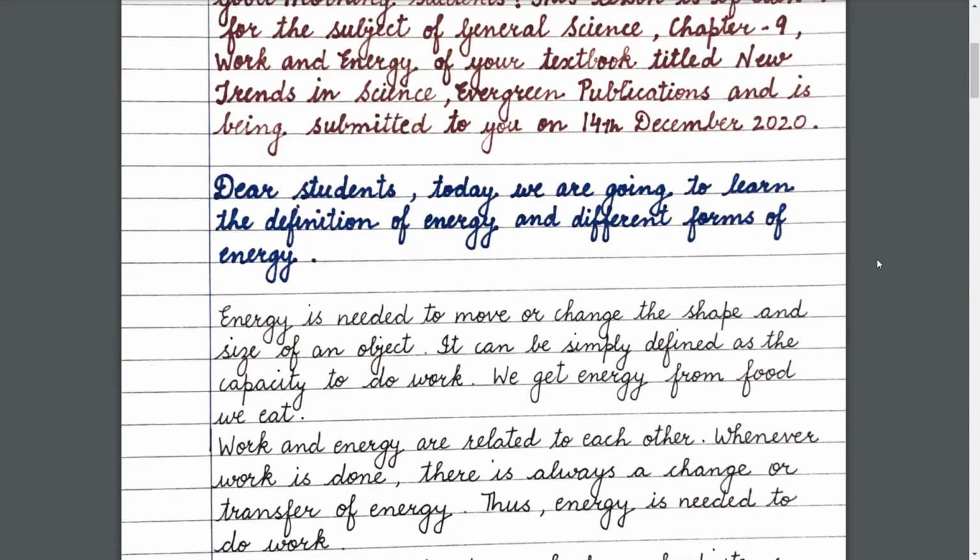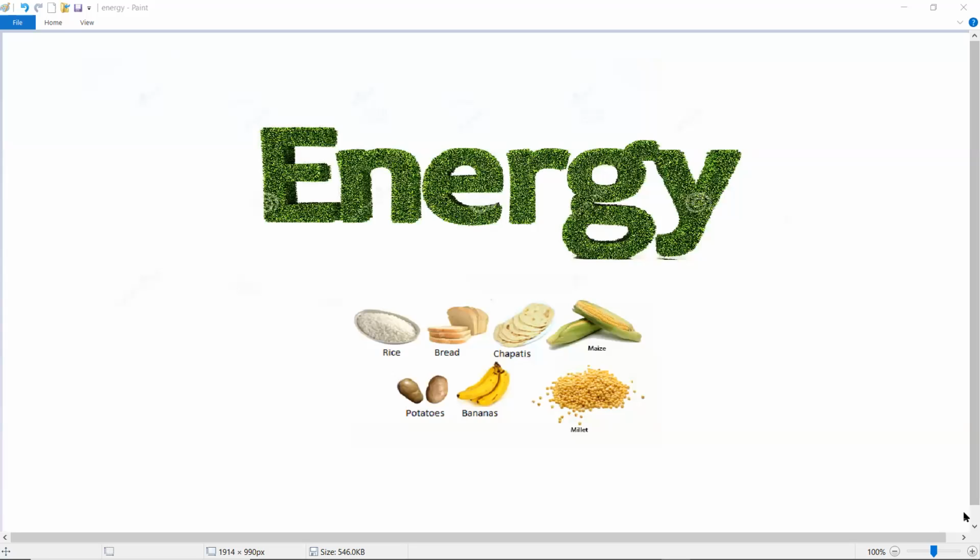Now, work and energy, they are related to each other. Whenever work is done, there is always a change or transfer of energy. Thus, energy is needed to do work. We get energy to do work from food items that are rich in carbohydrates and fats. These are called energy giving foods.